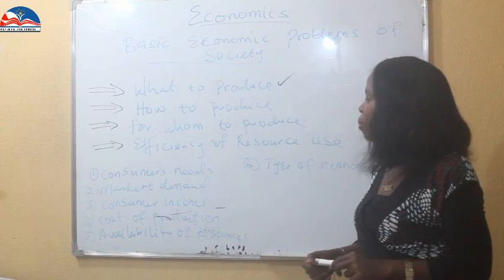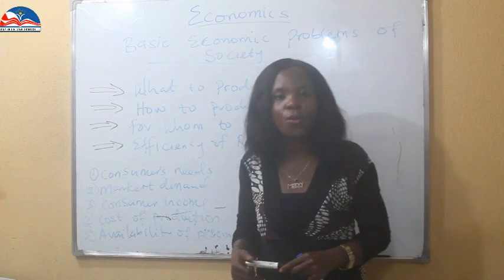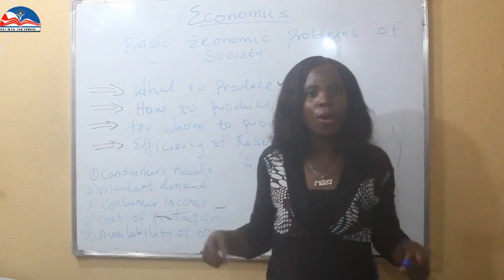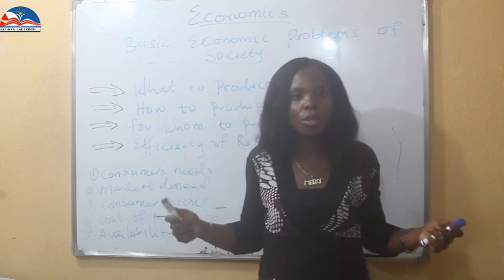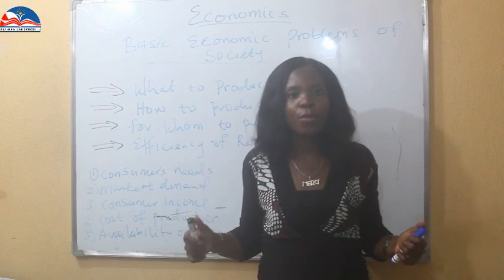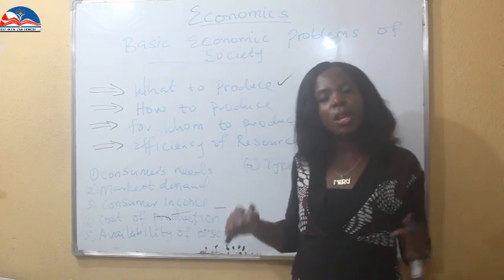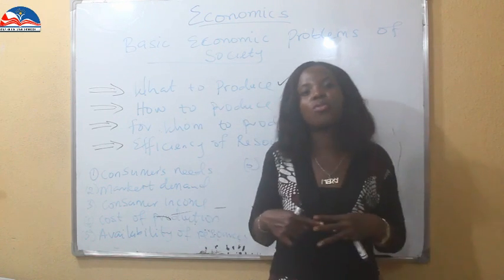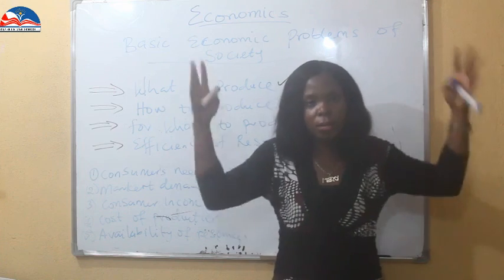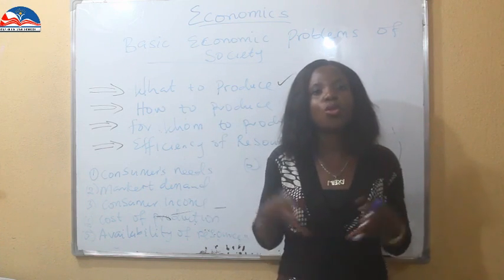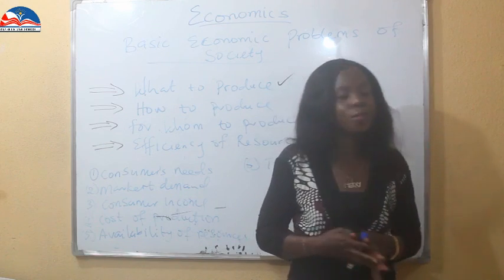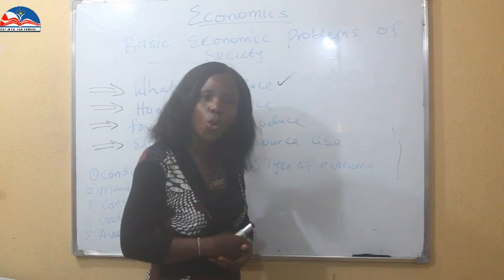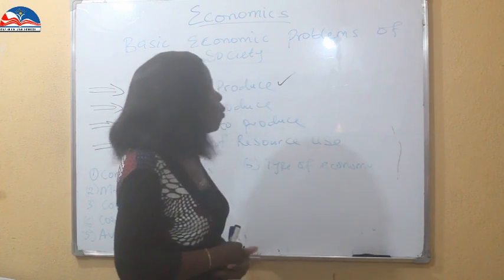Then the next one is availability of resources. Source of raw materials is very important, because if you don't have regular supply of these raw materials, you will go out of business because of lack of them. But if there are handy raw materials available in your locality that you can source and use for this production, then you can go into production because you will always find raw materials. And then finally, on this what to produce, the last factor you have to consider is type of economy.